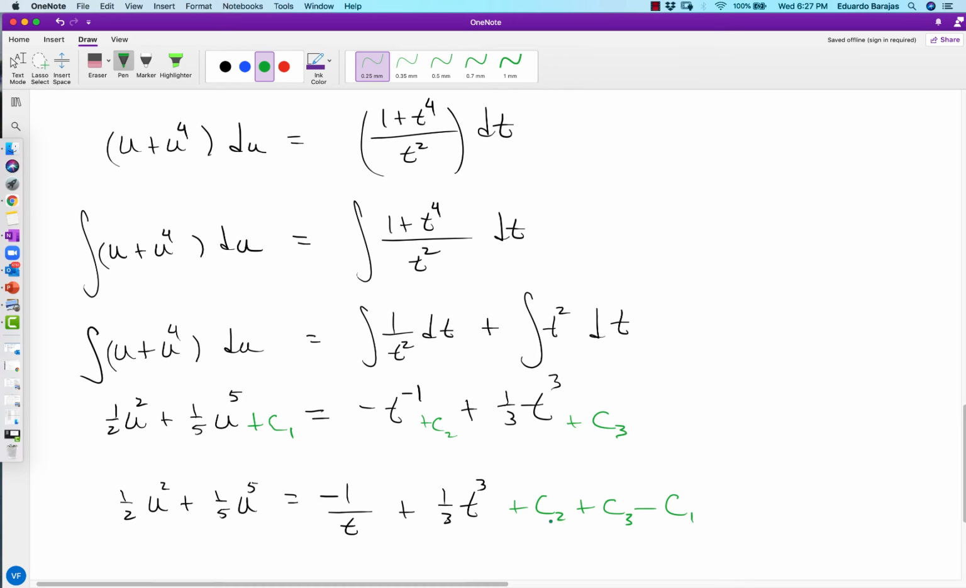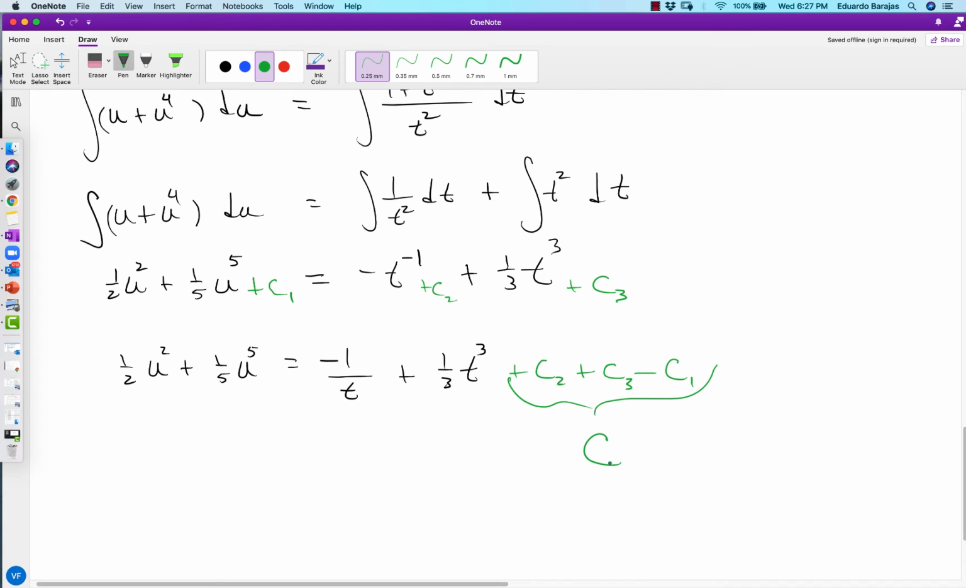But the whole point of a plus c, of a constant, is that it's just some number, and it doesn't really matter what it is. So all of these can just be written as a constant, right? Let's just leave these all as just a c, where c equals all of that. And that would be our final answer here. So 1/2 u to the 2nd plus 1/5 u to the 5th equals negative 1 over t plus 1/3 t to the 3rd plus some constant c.